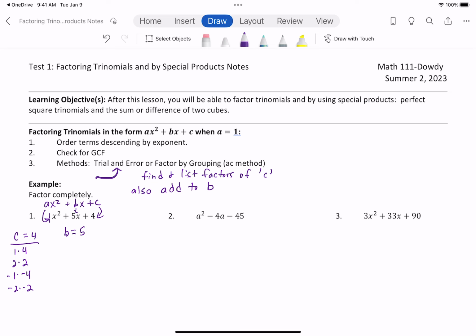Since that is a positive number, negative 1 and negative 4 won't add to a positive, and neither will a negative 2 and a negative 2. So we really don't have to consider those two cases. If I look at the first set of factors, 1 plus 4 does give me 5. And of course 2 plus 2 is going to give me 4. So the factors that I need are going to be 1 and 4. So the original problem is x squared plus 5x plus 4.